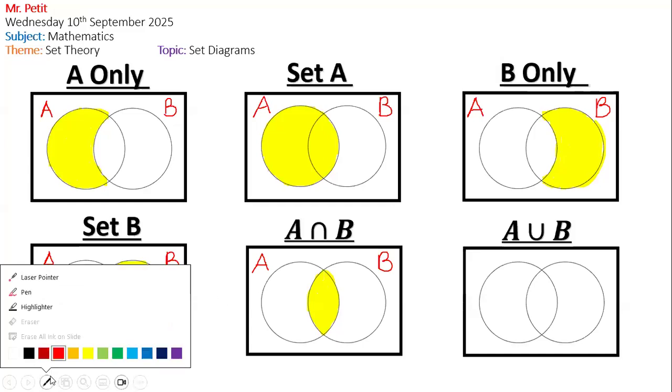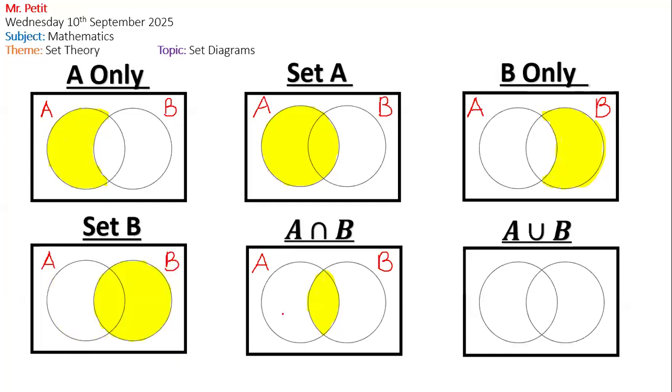What do we mean by the union? All together. All together, very good. So all of the elements in A and B combined. That's what we mean by the union. All of the elements in A and B combined.